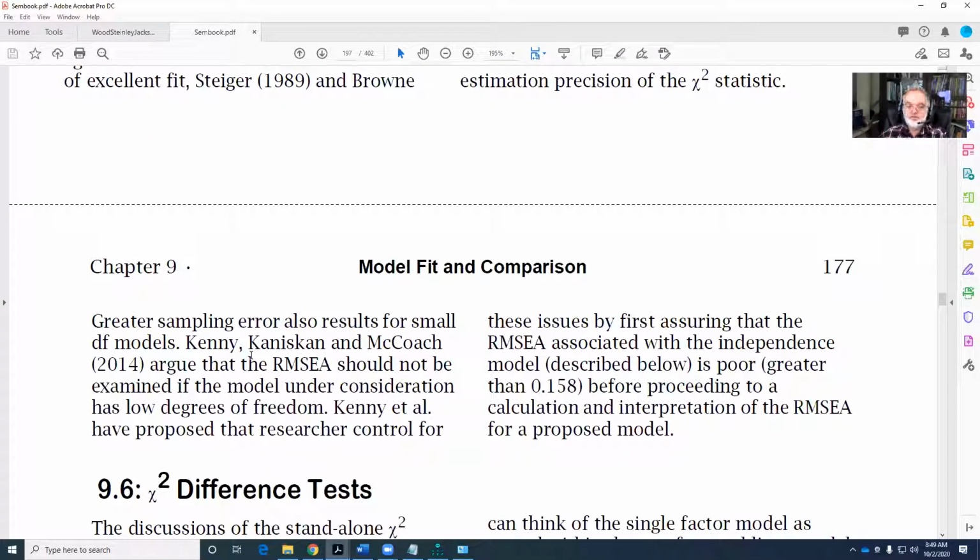There are some cautions. Kenny, Kaniskan, and McCoach said you shouldn't be looking at the RMSEA if you have small numbers of degrees of freedom in your data, if you've got something that's really close to a just identified model as it stands. So the Kenny article said what you really probably want to do is to test the RMSEA in the presence of what's called the independence model, or a model that assumes that all your variables have zero covariance, before you start interpreting your RMSEA if you have a small degrees of freedom model.